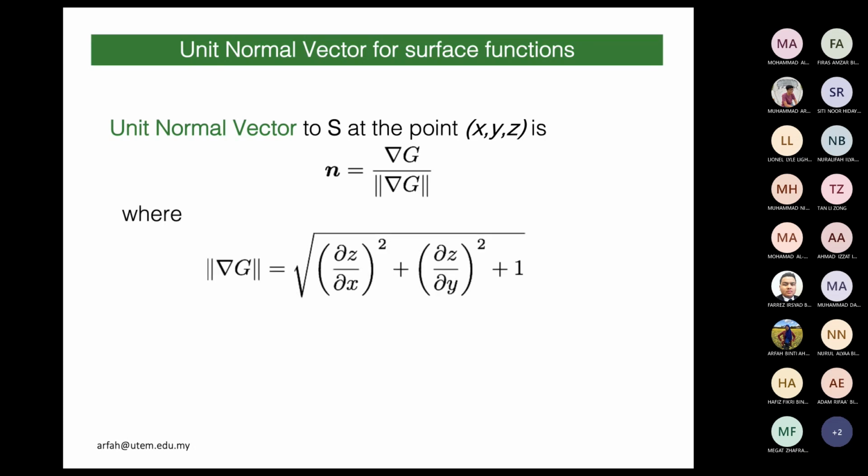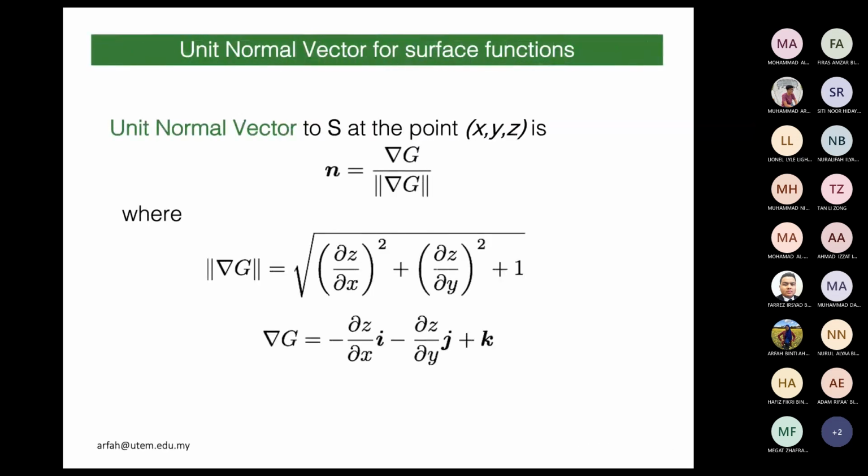Okay. So the Euclidean length of delta g is equal to the square root of delta z over delta x squared plus delta z over delta y squared plus 1. And delta g, to get the unit normal vector, is equal to negative delta z over delta x i minus delta z over delta y j plus k. So this is how you will get the unit normal vector. Substitute both in this equation, then we will get the unit normal vector.